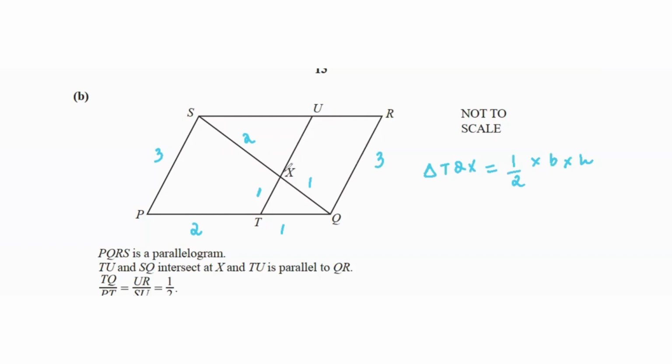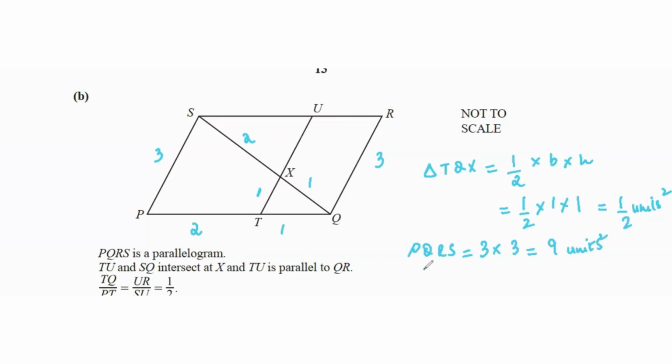So for the smaller triangle, XQ is 1, PQ is 1, XT is also going to be 1. That's going to be 1 over 2 times 1 times 1, which is going to be 1 over 2 units square. For the parallelogram PQRS, it's going to be 3 times 3, which is going to be 9 units square.